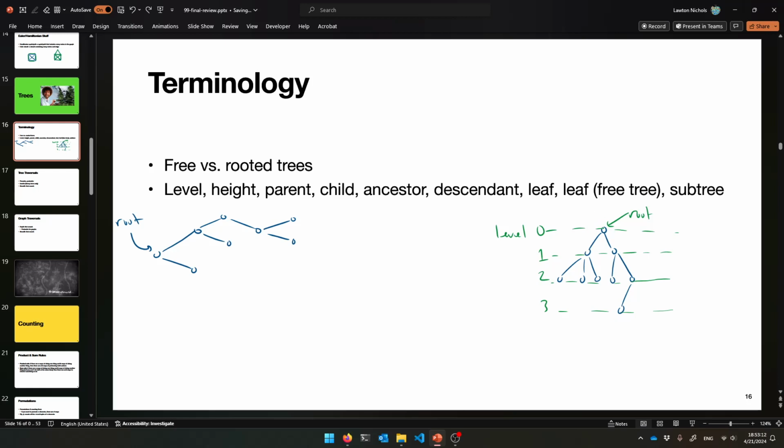Descendants is in reverse, like everybody's a descendant of the root. This node, what are its descendants? Well, its immediate children, and then their children, and then their children's children, if there are any. So you got all those guys.